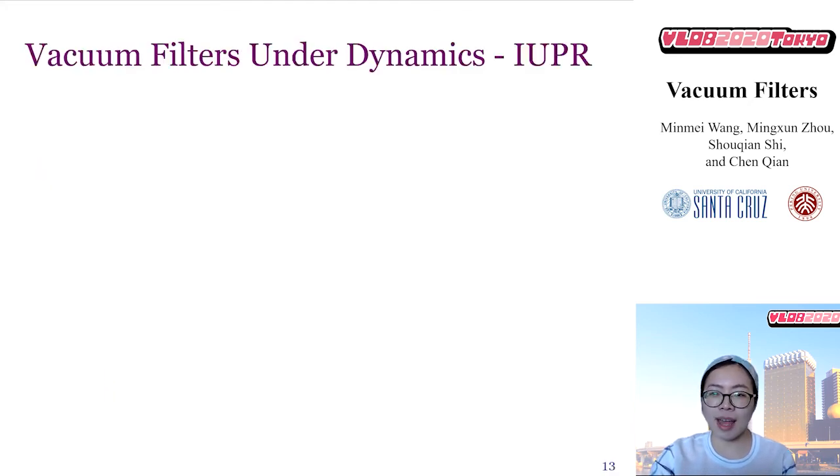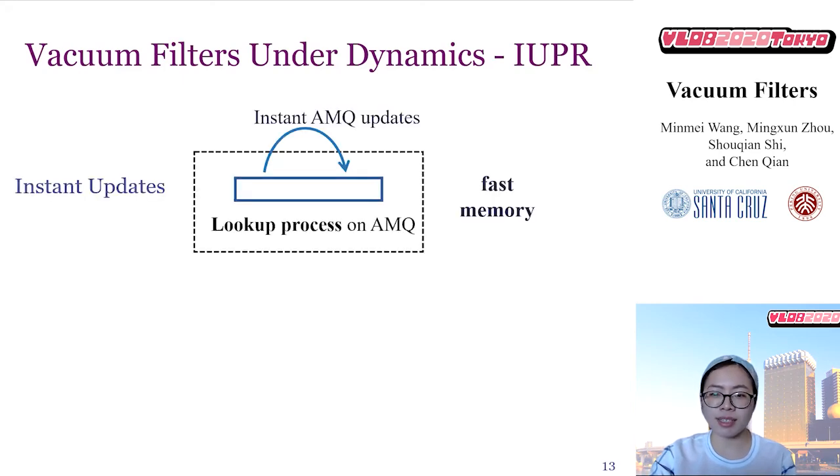To deal with the dynamics, we propose an instant updates and periodical reconstruction method. This method can be applied to any of the MQ structures. It maintains 2 processes. The lookup process is in the fast memory, which supports lookup and instant MQ updates. However, after a period of time with a number of updates, the structure may be suboptimal. For example, the size doesn't fit the current item size.